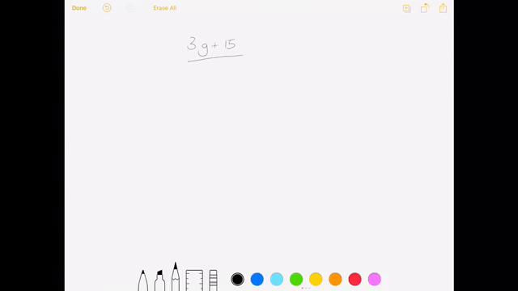3g plus 15 over g squared minus 25. On the numerator, again look for a common factor. There's one of 3. So 3 bracket g plus 5. g squared minus 25, no common factor, but it's in fact a difference of two squares. You can see we can cancel out g plus 5 and g plus 5. So we're left with 3 over g minus 5.